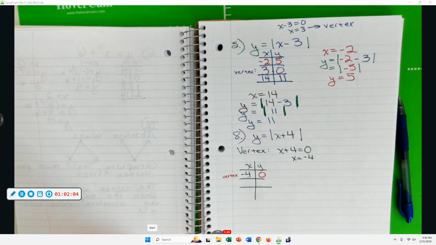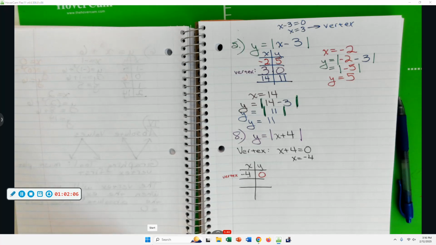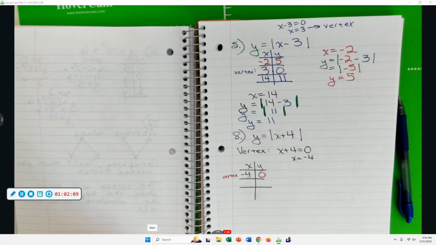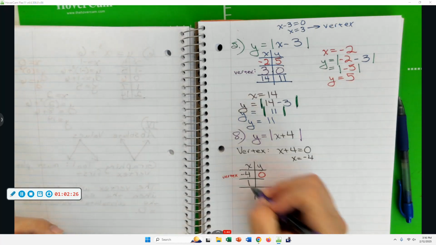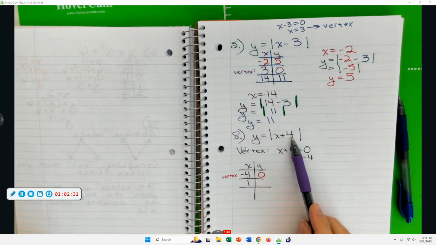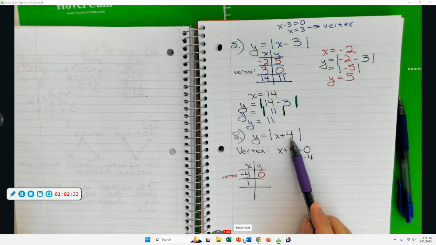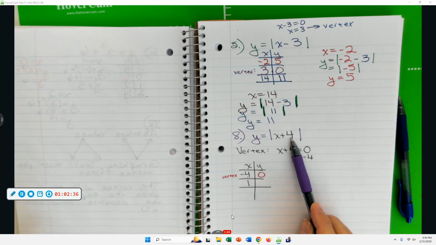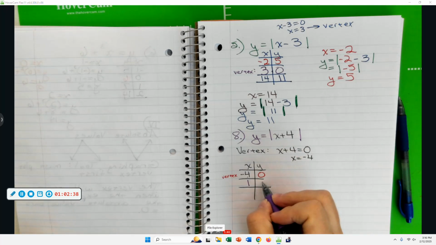Now we need another point. Choose another number to plug in for x. You can use any number you want to. You could use 50 million, but it wouldn't fit on the graph. So my advice to you, choose something close to 0. What do y'all want to plug in as our second x value? 1, that's a good one to use. Plug in 1. 1 plus 4 is 5. The absolute value of 5 is 5.